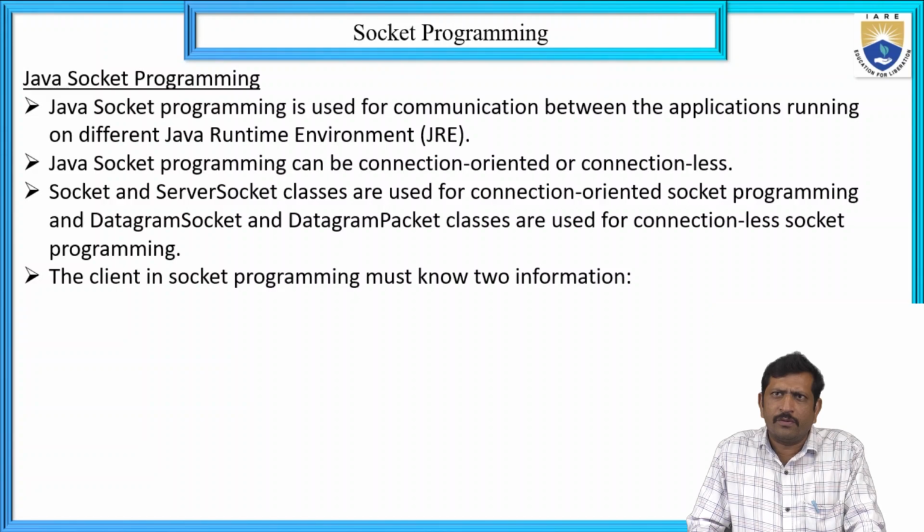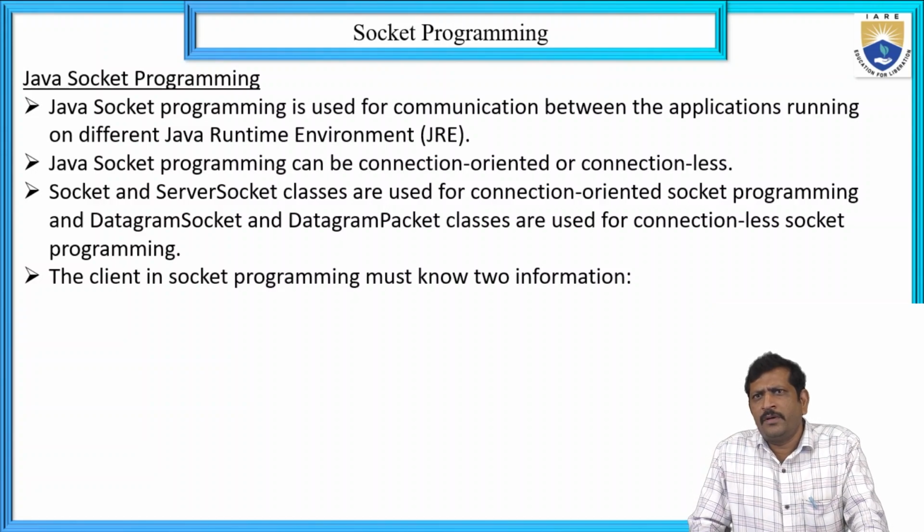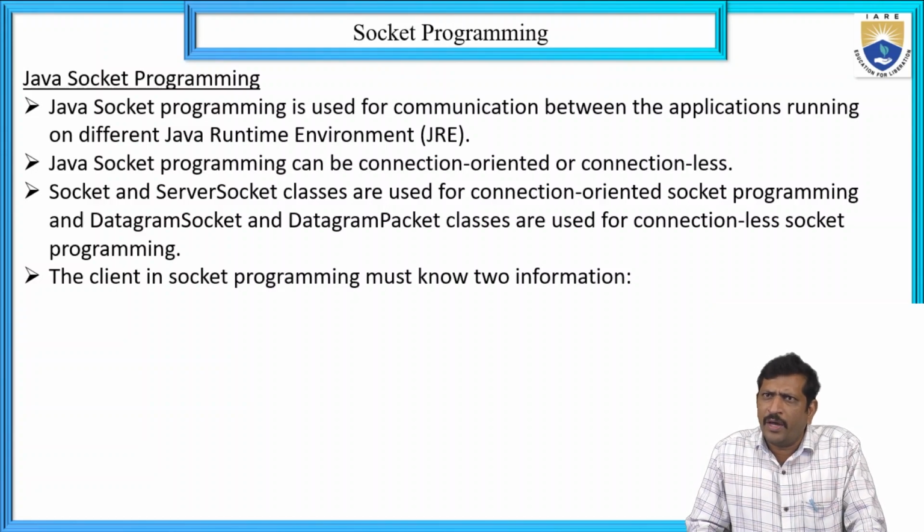Java socket programming is used for communication between applications running on different Java runtime environments. Java socket programming can be connection oriented or connectionless. Generally, the Socket and ServerSocket classes are used for connection oriented socket programming, and the DatagramSocket and DatagramPacket classes are used for connectionless socket programming.